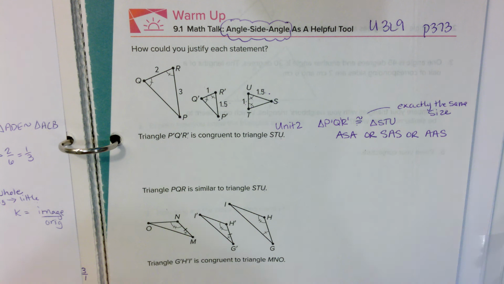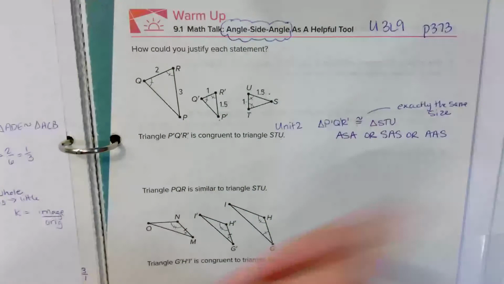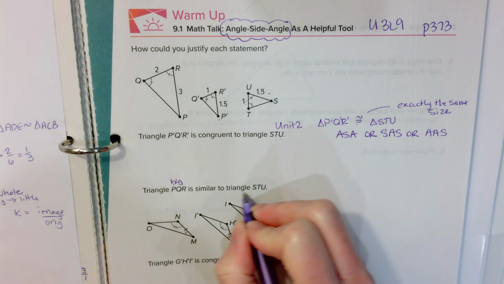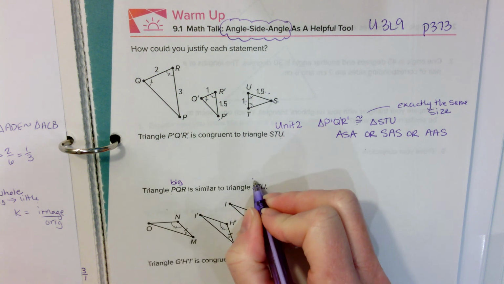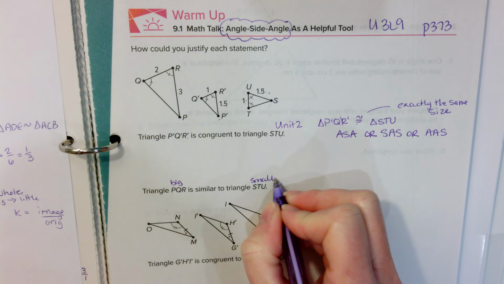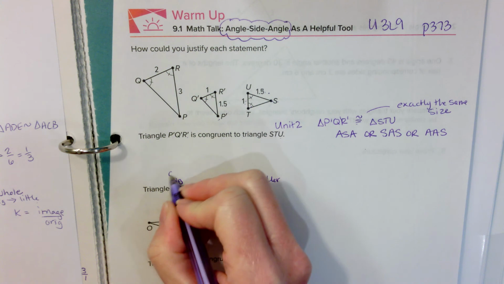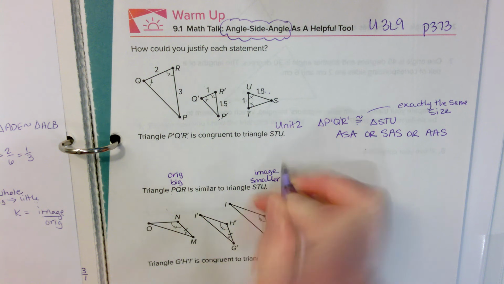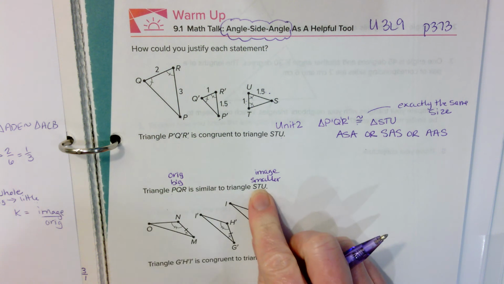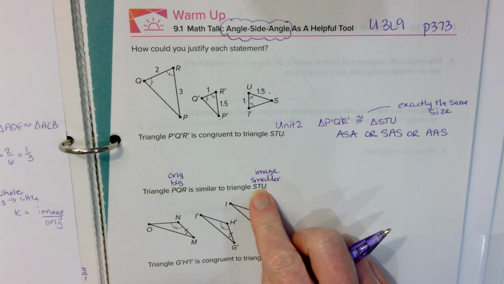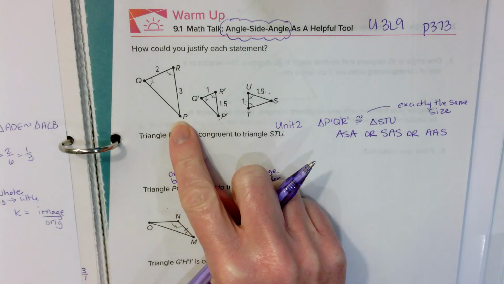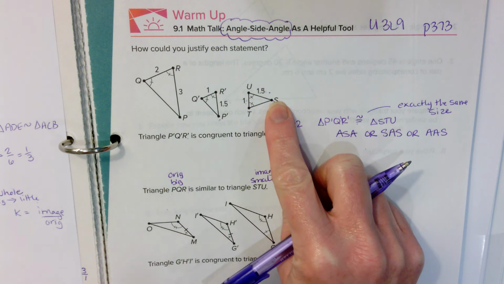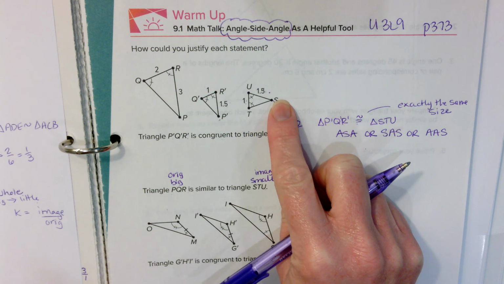So now let's talk about similarity. It says triangle PQR, this is my bigger triangle, is similar to triangle STU. That's my smaller triangle up above. We're going to make my bigger one my original, and we're going to make the smaller one my image. We're going to see if the bigger one can be similar to the smaller one. What I know about similarity is that I can do a translation, a rotation, reflection, whatever, and one dilation, and they line up on each other.